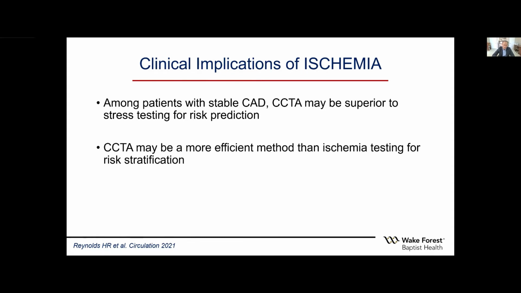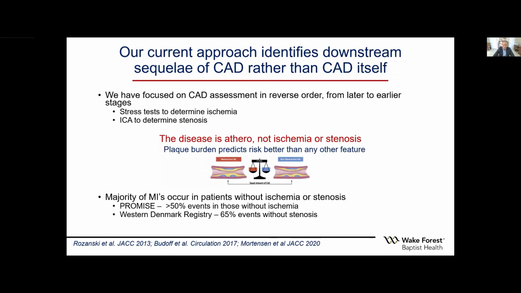First, among patients with stable coronary disease, CTA looks to be the superior approach relative to stress testing for risk prediction. And in fact, it's probably more efficient to start with CTA as the method of choice rather than ischemia testing for cardiovascular risk stratification. Unfortunately, it looks like we've been doing things backwards for the last couple of decades. We've really focused on the end stage sequelae of coronary disease. We've looked at stress tests to determine ischemia and invasive coronary angiography to determine stenosis.